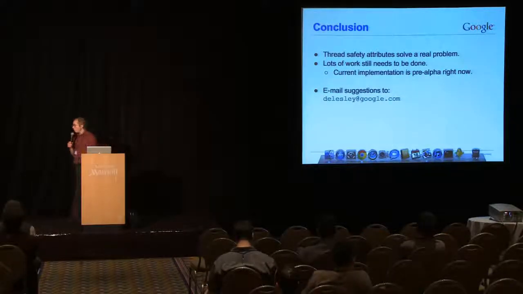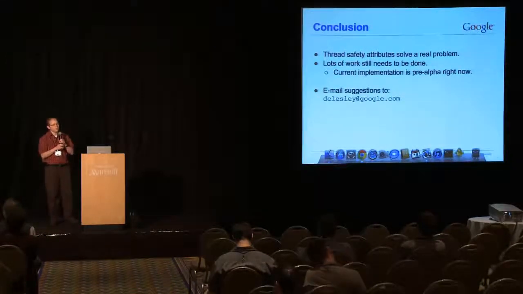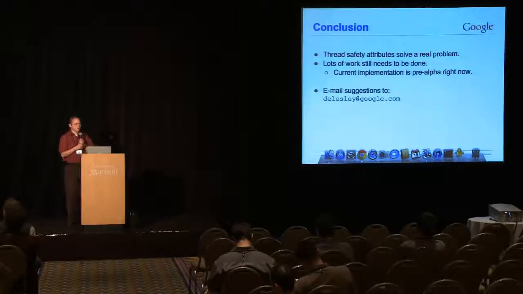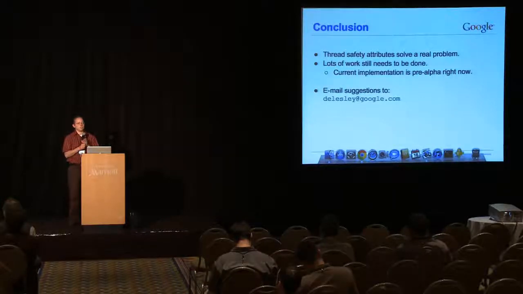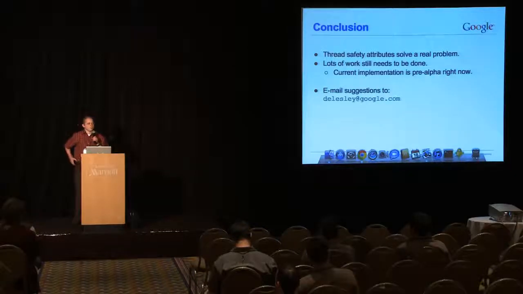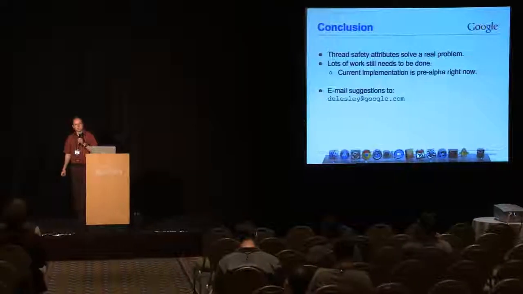Okay, so hopefully I've convinced you that thread safety attributes, maybe solve is too strong a word, but assist in dealing with a real problem. I think there's a lot of work that needs to be done right now. The current implementation is very much pre-alpha, so please don't run out and add these to your million lines of code and then email me tomorrow and say, it doesn't work. I know it doesn't work. I have my own million lines of code that we're going to try to get it working on first, and then I'll tell you guys when it does work. But I would love to hear any suggestions that you email me.